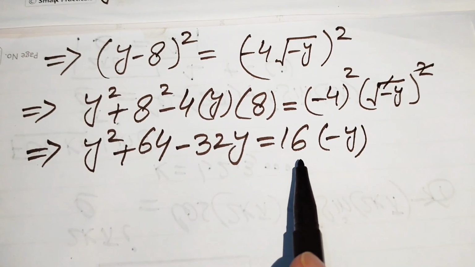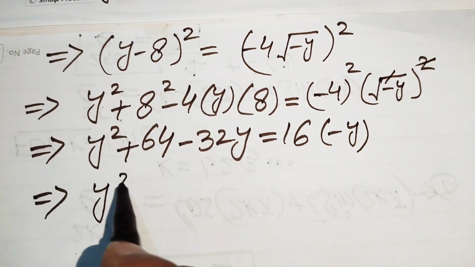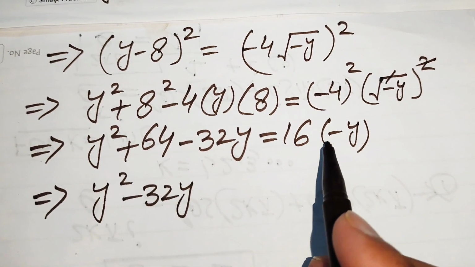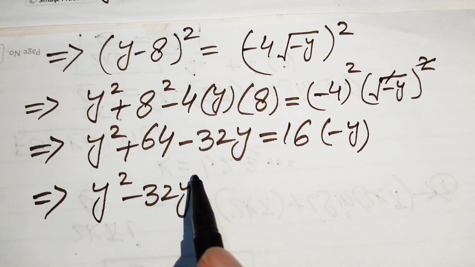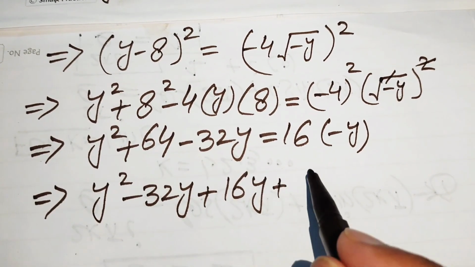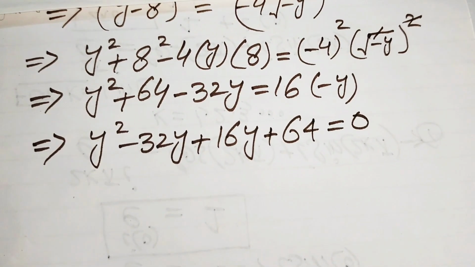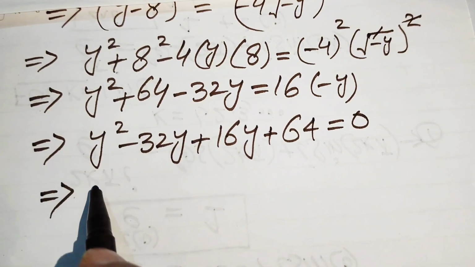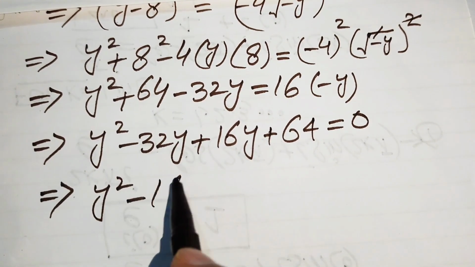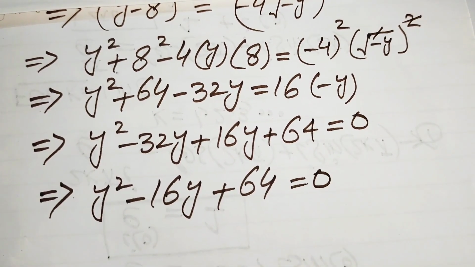So now we move this minus 16y to the left hand side, and it will be written as y square. First we write here minus 32y, and this minus 16y, when we move it to the left hand side, it becomes plus 16y, and this is plus 64 equals 0. And now in the next step, here we add or subtract the like terms, and we have y square and minus 32y plus 16y equals minus 16y, and this 64 equals 0.